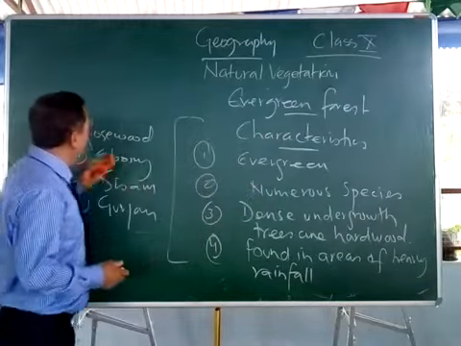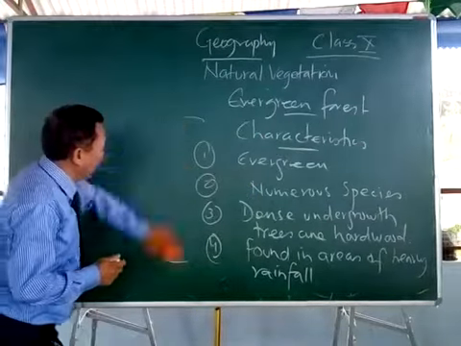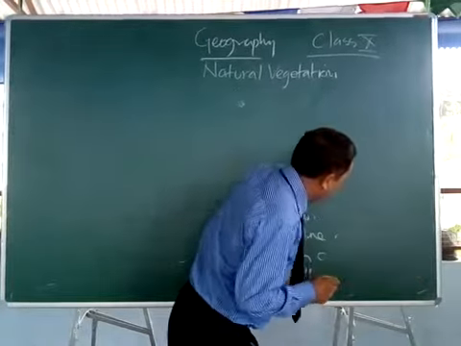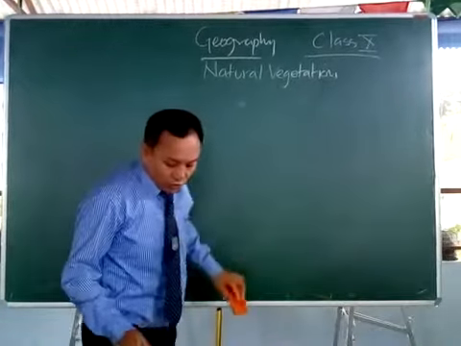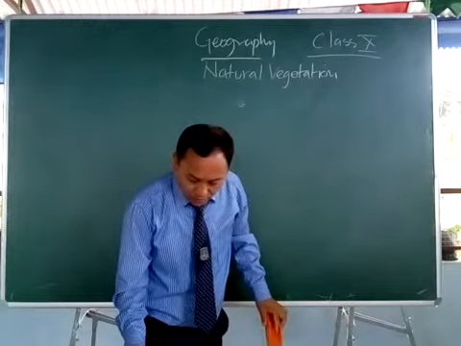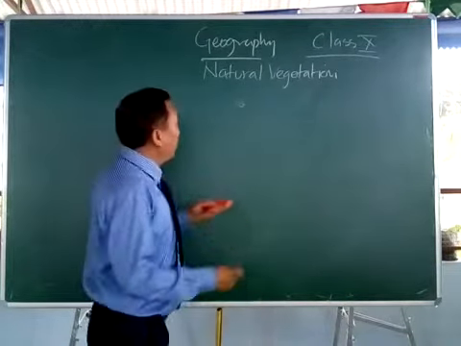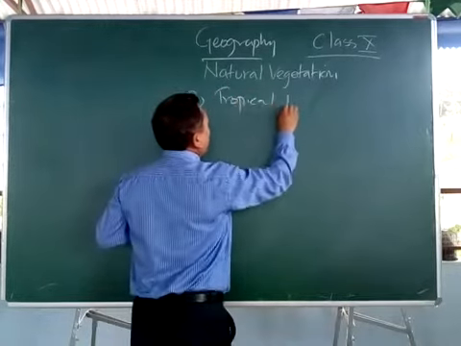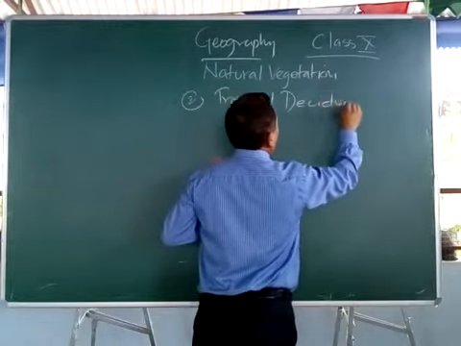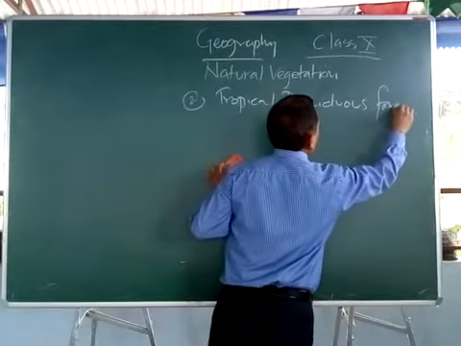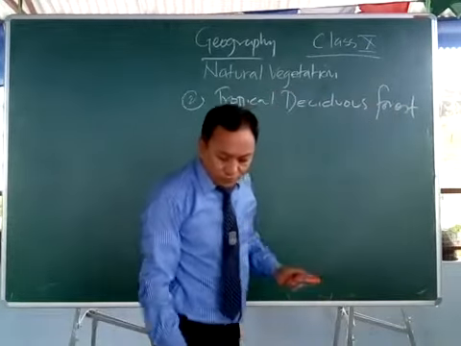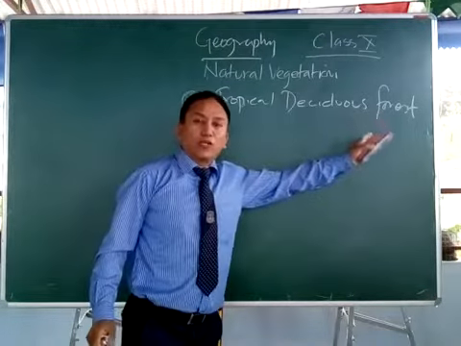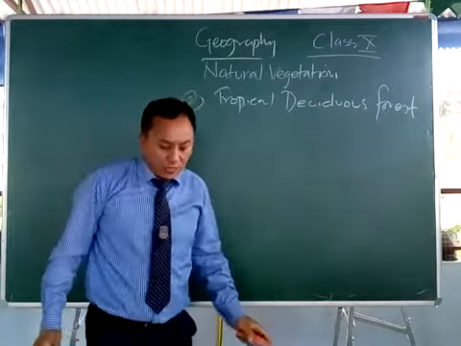Okay, now we go to the second one, and that is the tropical deciduous type of forest. Tropical deciduous type of forest, the second one which we're going to do. They also call it a monsoon forest. Tropical deciduous type of forest or monsoon forest. Okay, this is the next one.